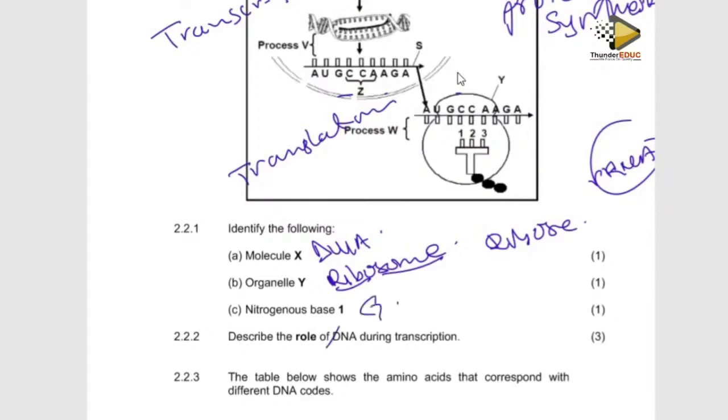Then they're saying, describe the role of DNA during transcription. Then you define what transcription is, formation of messenger. So DNA forms the messenger, and this messenger carries the specific code for the protein. The messenger carries the information from DNA for protein synthesis. So if we don't have DNA, we don't have protein synthesis.